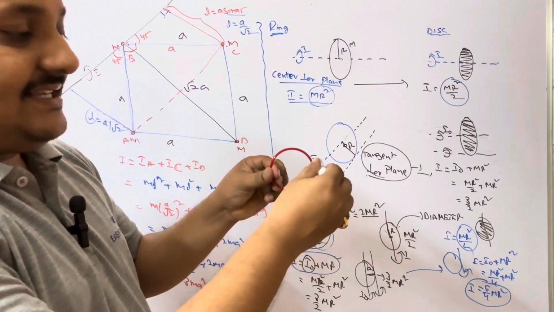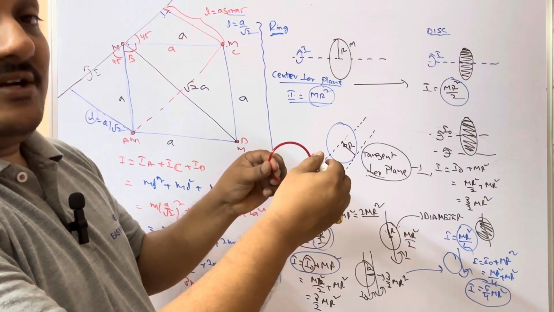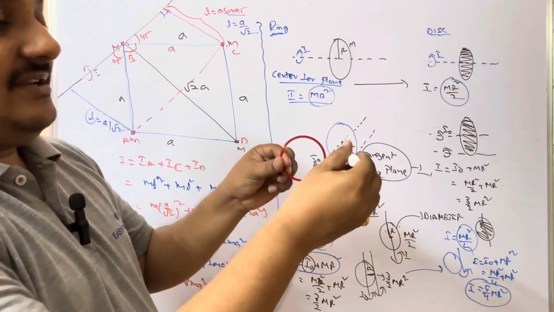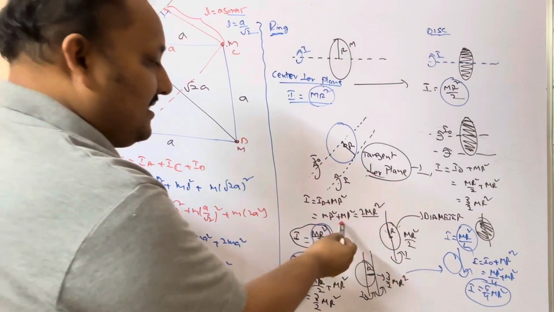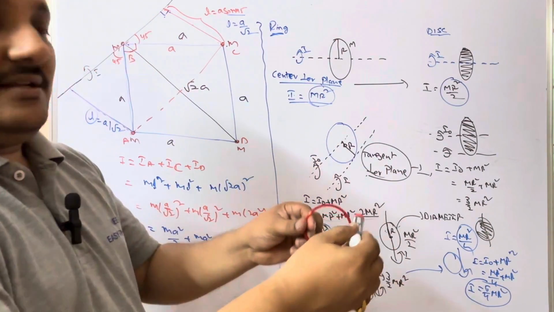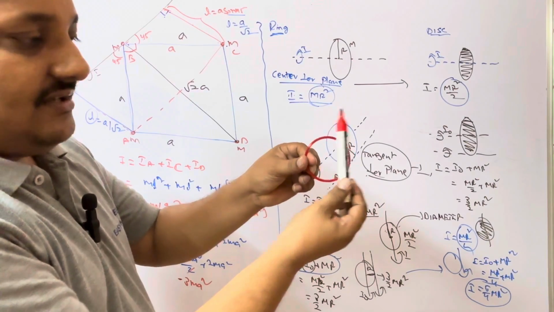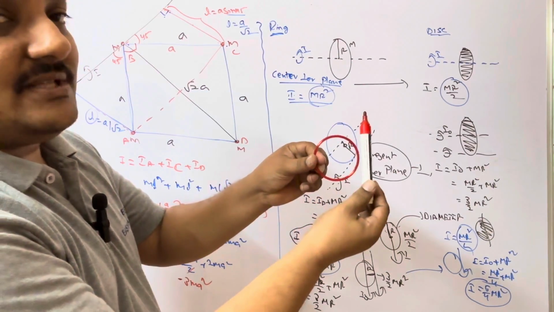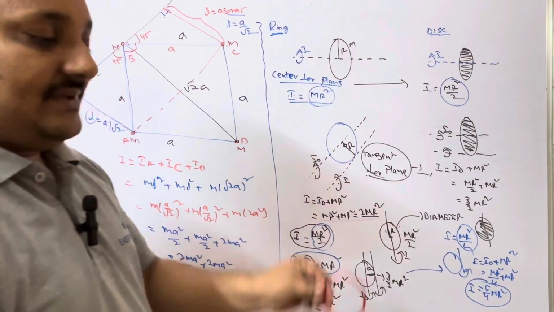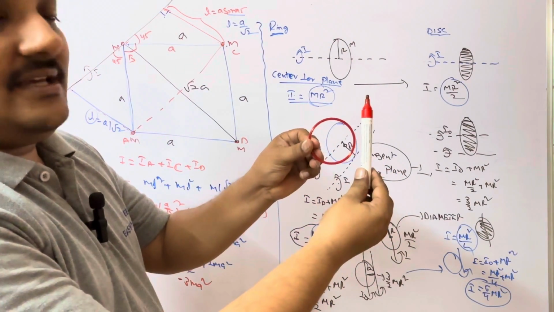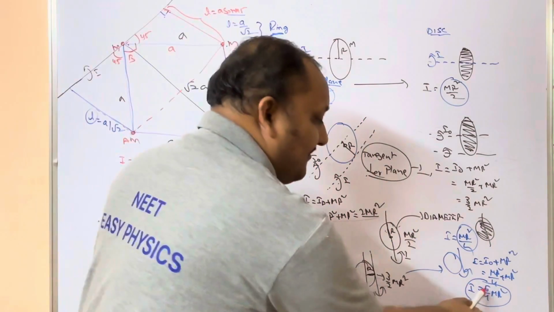Next, this axis is tangent perpendicular to plane. For ring, tangent perpendicular to plane, this is mr square; this one, if you want, is 2 mr square. Correct? Now diameter is mr square by 2 for ring. Now this one is mr square by 2 plus mr square, 3 by 2 mr square. Next, for disc, it is mr square by 4. Now for this, mr square by 4 plus mr square, 5 by 4 mr square.